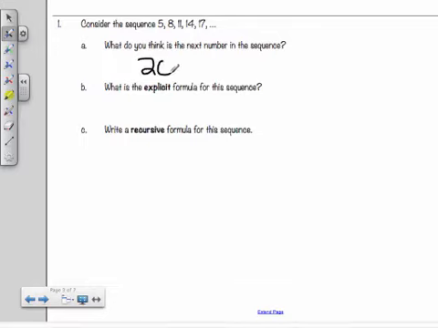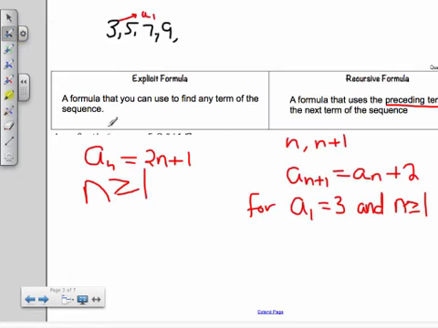And then I need to write an explicit formula. Now, one thing that I forgot to mention here is that this explicit formula I can use to find any term in my sequence. This one I can only use to find the next term in my sequence. So for example, if I want to figure out the 100th term in my sequence right here, I can just figure out that a sub 100 equals 2 times 100 plus 1, which means that I end up getting 201. All right, so this answer right here is going to be 201.